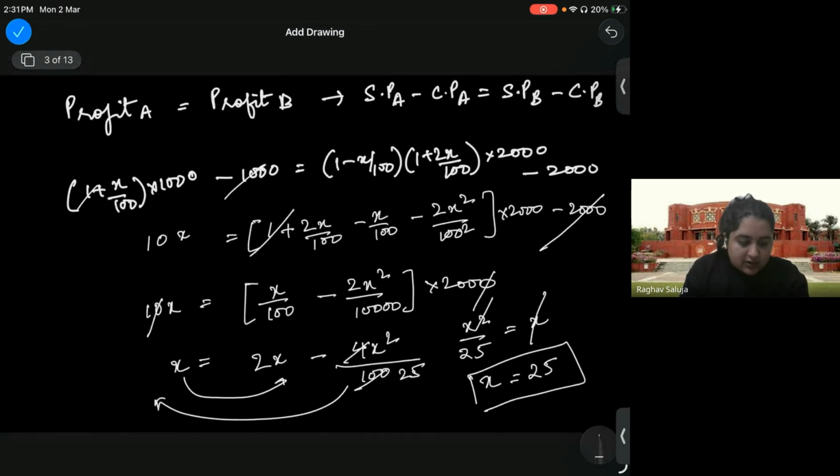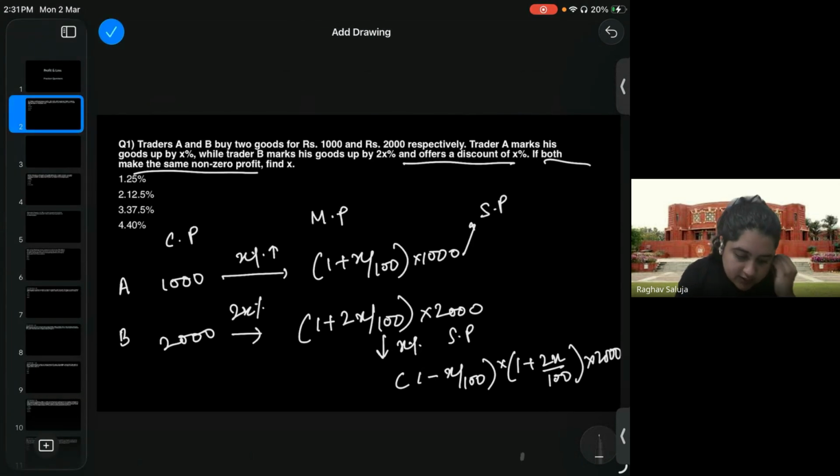Now if we go back to the question, find x. X is 25%. So this was a pretty simple question, and the only thing was to solve this equation. I have solved it pretty slowly for you, but when you are attempting this kind of question in a paper, I think you will be able to solve the equation much quicker because you don't have to explain, and it is very intuitive also. So what I did in this question was increase the marked price, and for B, I decreased by the discount percentage, and then we equated the profits of both the traders.